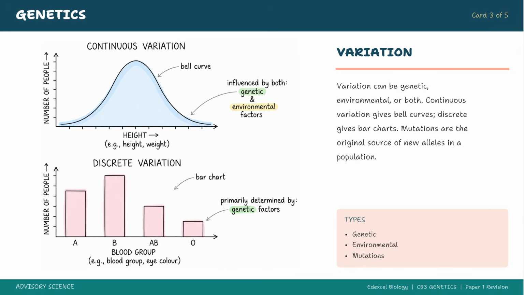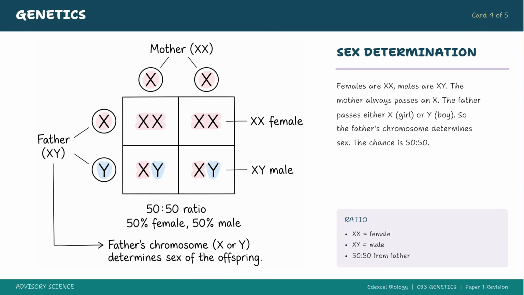Sex determination. Your biological sex is determined by 2 of your chromosomes, called the sex chromosomes. Females have 2 X chromosomes, written XX. Males have 1 X and 1 Y, written XY. Your mum always passes on an X, because that's all she has. Your dad can pass on either an X or a Y. So it's actually your dad who determines the biological sex of the baby. A 50-50 chance either way.